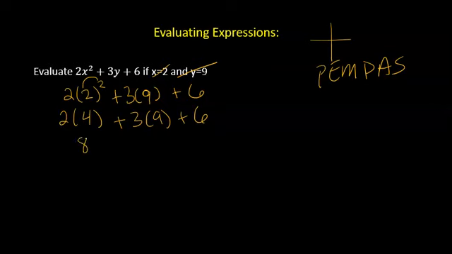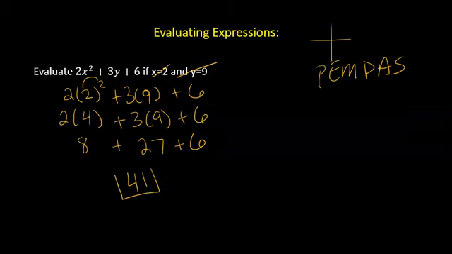2 times 4 is 8. 9 times 3 is 27 plus 6. Now we're going to add all that together. It gives me 41. All three of these added together. 41 is my final answer.